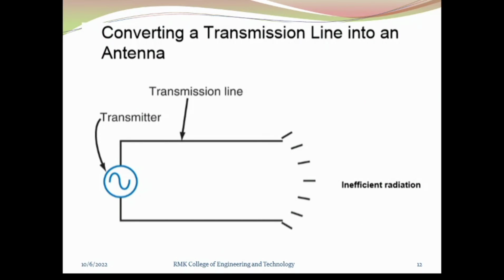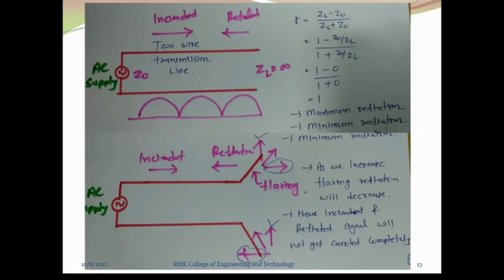So now we will discuss how a transmission line can be converted into an antenna. See, this is the transmission line we have, and here the output end is just left open without any proper termination. If it is left without proper termination, what is happening? The radiation is insufficient because it leads to a very high impedance state, ideally infinite. So how can we make a transmission line become an antenna radiator? Now we'll discuss that.